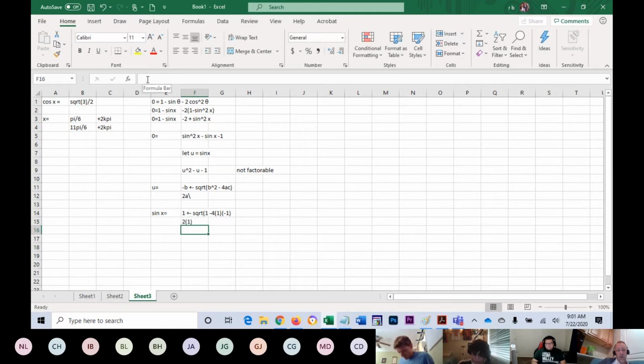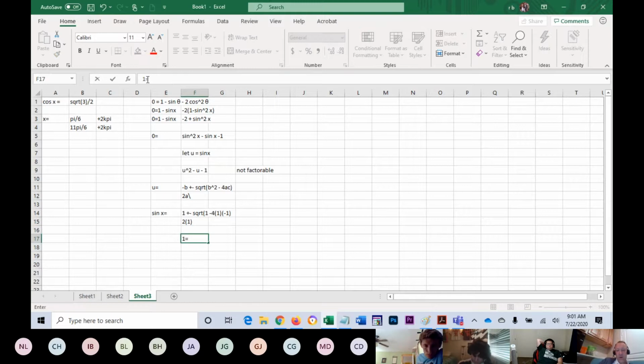Now the one thing we have to remember here is we've got the sine of x equal to all this, and it can't be greater than 1. So we might be throwing out some answers here. So 1 plus or minus the square root of, what does that become on the inside? Wouldn't it just be 5? 5, thank you. All over 2.